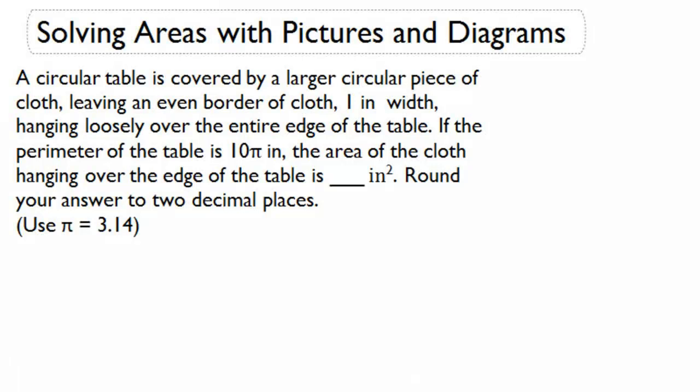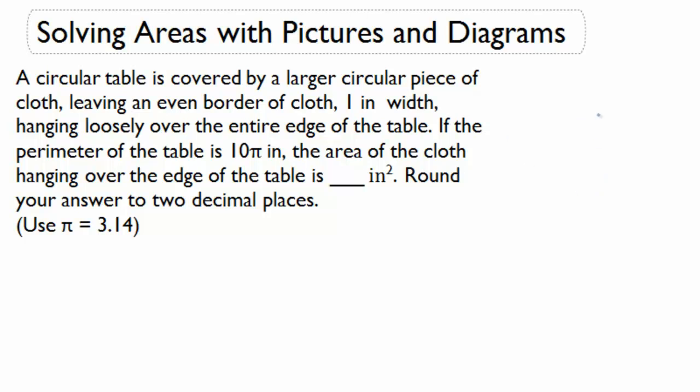Now let's talk about how to solve areas with pictures and diagrams. The word problem says, a circular table is covered by a larger circular piece of cloth, leaving an even border of cloth 1 inch in width, hanging loosely over the entire edge of the table. If the perimeter of the table is 10 pi inches, the area of the cloth hanging around the edge of the table is how many inches squared? Round your answer to 2 decimal places.